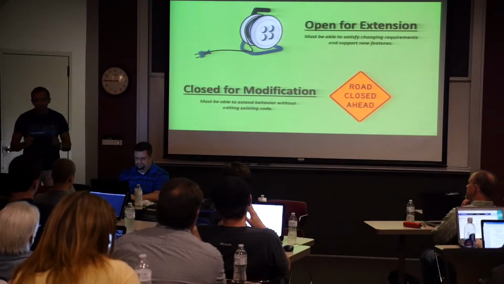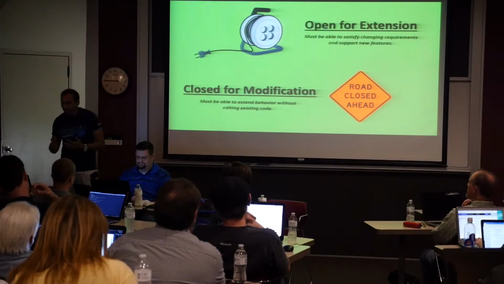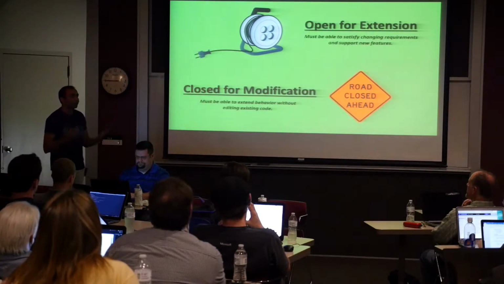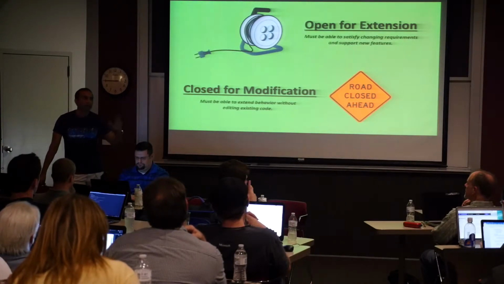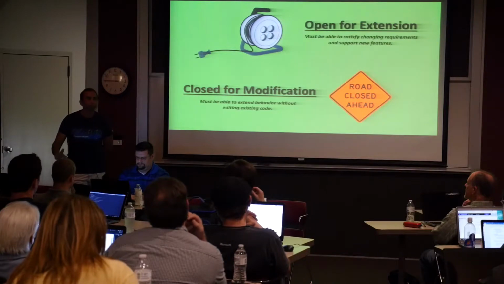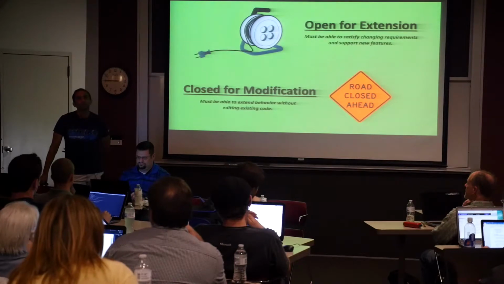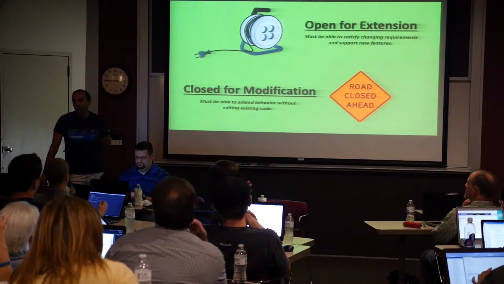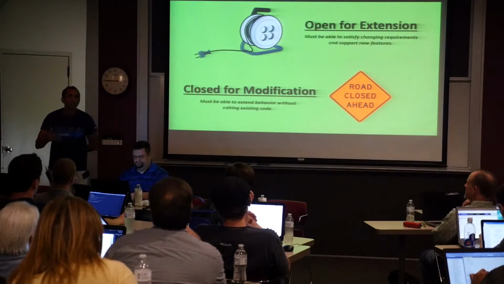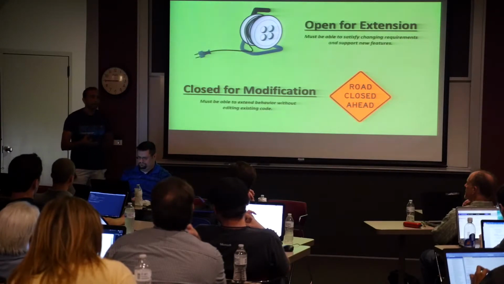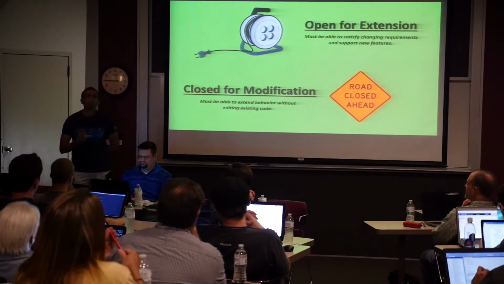And closed for modification, you must be able to extend behavior without editing the existing code. Say you have a discount calculator class. It has 4 discount rules built in. Business comes up and says, I want to add a new discount rule. What you can think of doing at that point is, I can go ahead and modify my existing class, add a new rule, create some unit tests and go with it, right? That's the first approach you will think of.